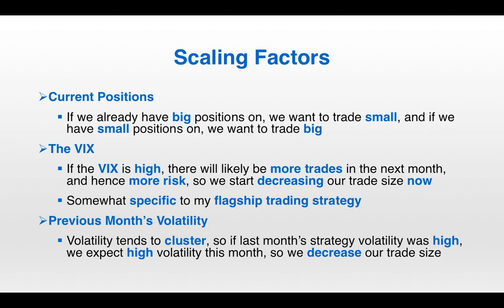So to begin, current positions. The idea is that if we already have big positions on, we want to trade small. And if we have small positions on, we want to trade big. So what we don't want is to end up in a situation where at certain times we have enormous positions on and hence an enormous amount of risk. And at other times we have almost no positions on and we're not generating any returns. So the idea is to decrease our position sizes when we currently have big positions and increase our position sizes when we currently have small positions.